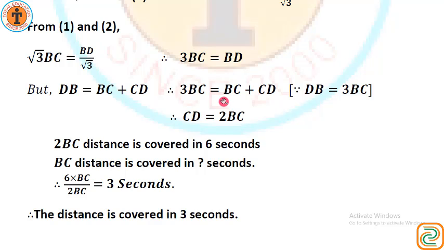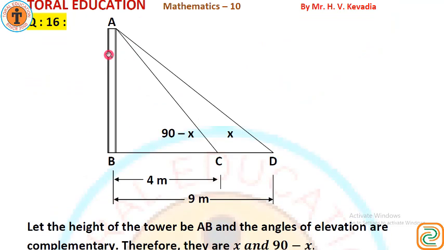Now friends, the last sum, number 16. It has taken more than 40 minutes now. The angles of elevation of the top of a tower from 2 points at a distance of 4 meter and 9 meter from the base of the tower and in the same straight line with it are complementary. Prove that the height of the tower is 6 meter. Prove that means we need to find out the height.